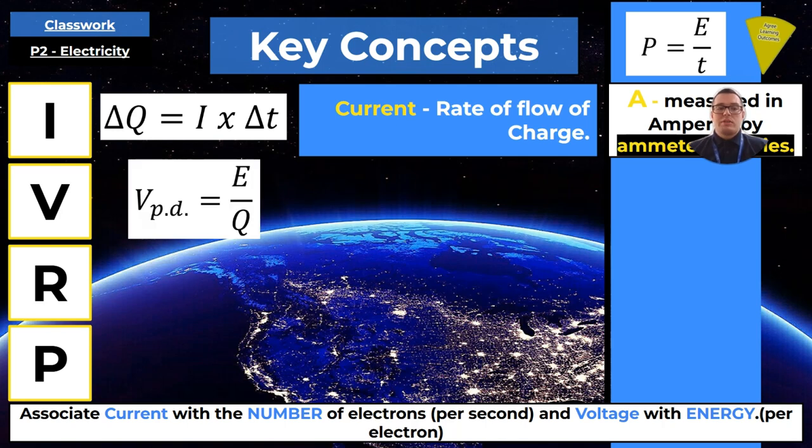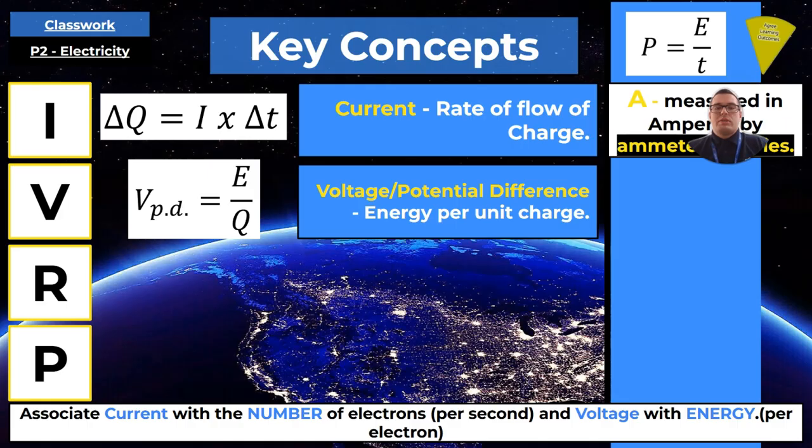Now, the next one is voltage, but we have two types of voltage. We have EMF, electromotive force, and we have potential difference. When you think of voltage, I want you to substitute it in your head just for energy, because voltage is defined as the energy per unit charge. It's how much energy each electron holds. The reason we have two types of voltage is that energy has to go into the circuit and energy comes out.